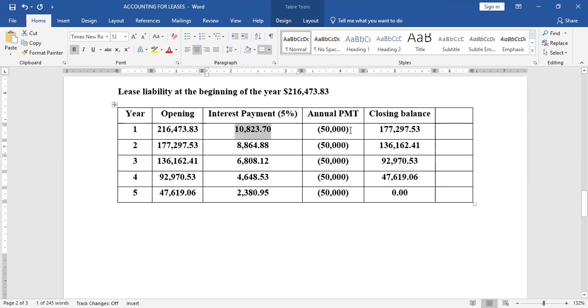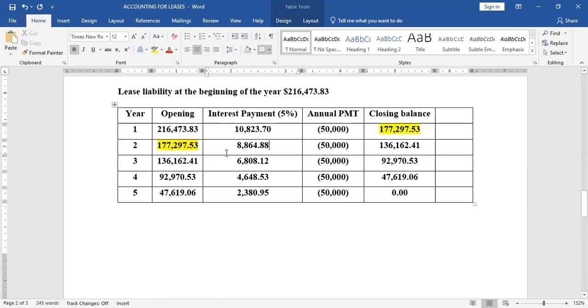And then we have the annual payment, which doesn't change, 50,000 going through up to year 5. So what we're doing here is we are saying opening balance, which is $216,473.83 plus interest charged for the year, which is 10,823.70 minus the payment that we are making. We're arriving at 177,297.50. That should be end of year, and this is December 31st, I should guess. All right. So now this amount, which is here as the closing balance, becomes the opening balance for year 2. And then the process continues.